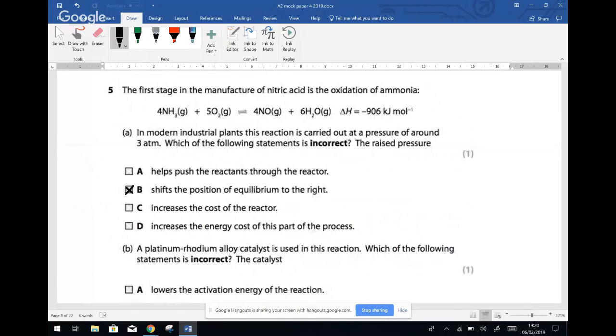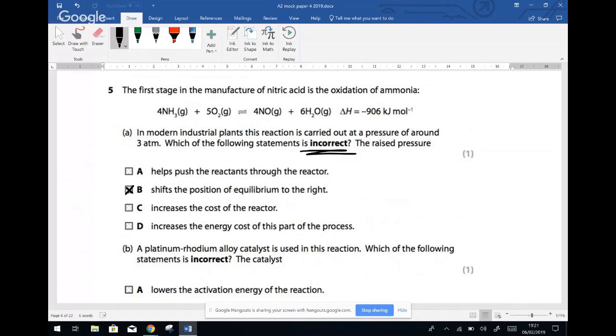The first stage in the manufacture of nitric acid is the oxidation of ammonia. So ammonia will be oxidized to form, oh, that's interesting. The modern industrial plant reaction is carried out at a pressure of around about 3 atmospheres. Which of the following statements is incorrect? I hate these, I find it really hard to wrap my brain around them. Even as a teacher who's well practiced, when they do the inverse, it doesn't half freak me out. The raised pressure, right. So which one's incorrect?